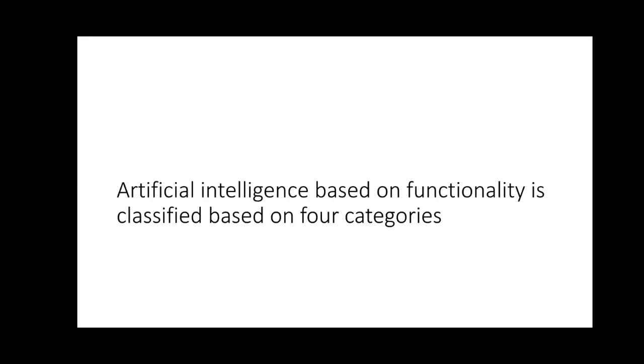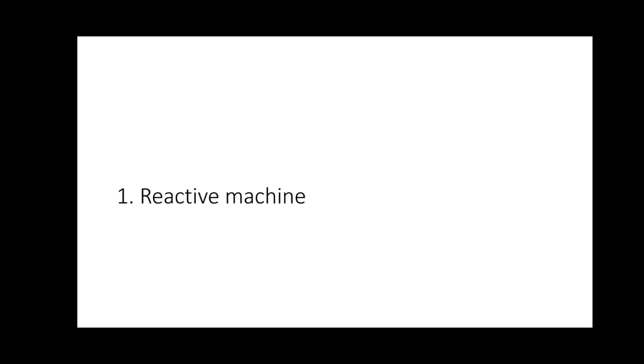Artificial intelligence based on functionality is classified based on four categories. One is the reactive machine, two, limited memory, three, theory of the mind. The last but not the least is what we call the self-awareness. We are going to go in detail to explain the four types of artificial intelligence. Let's jump into explaining them.